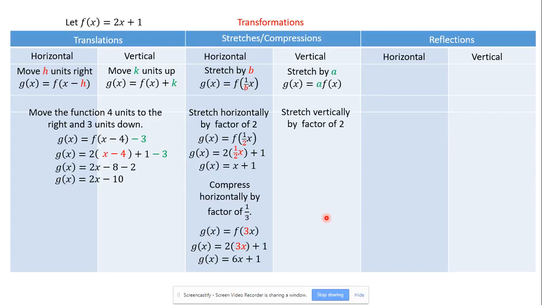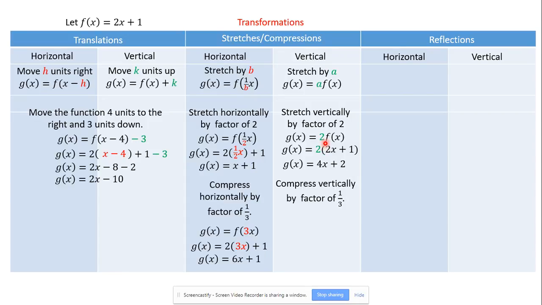So let's stretch it vertically by a factor of 2. So we have g of x equals 2 times f of x, which will be 2 times 2x plus 1. Now we just need to distribute: 4x plus 2. Notice the vertical stretches and compressions will change the slope and the y-intercept. It will leave the x-intercept the same, but we don't see the x-intercept in our equation, so it's tougher to see that. How about we compress it vertically by a factor of 1/3?